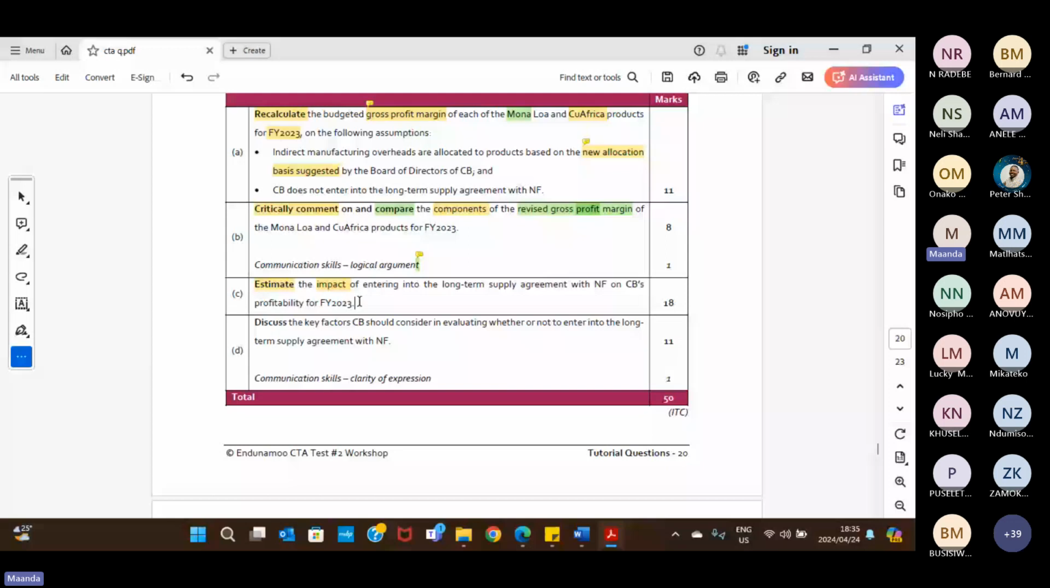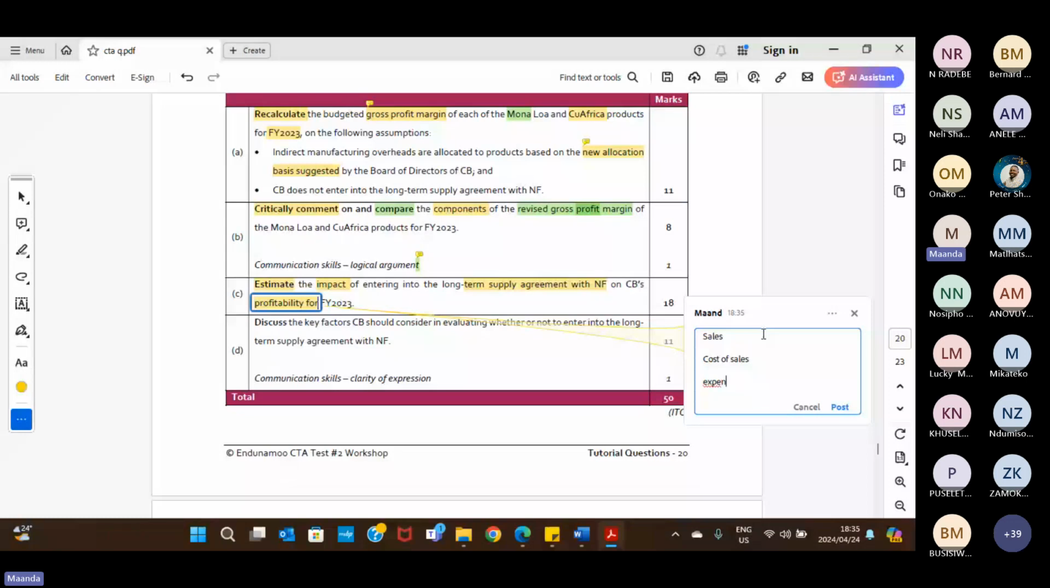So I'm being told to calculate the impact of entering into the long-term supply agreement with MAF. So there's an agreement, and we're going to go to the agreement. What is the impact on? The impact is on CB's profitability, right? So CB profitability. And what is profitability? It's my sales minus all my cost of sales, and then minus any expense that I have, then I get to my profit, right?